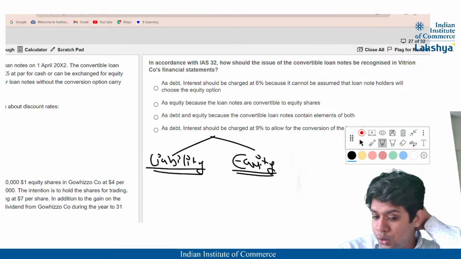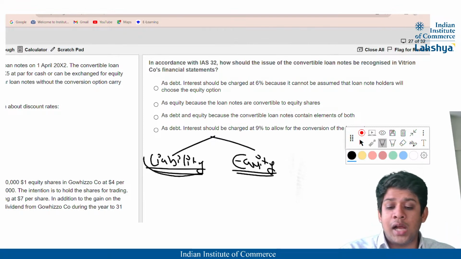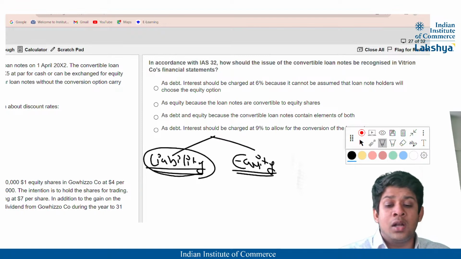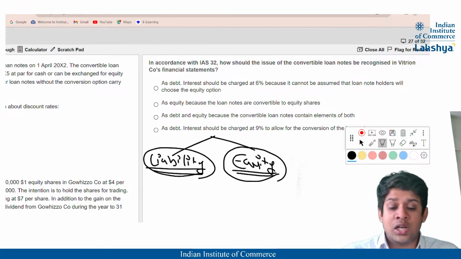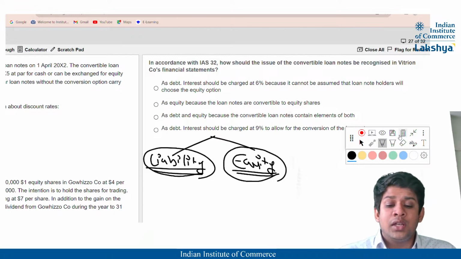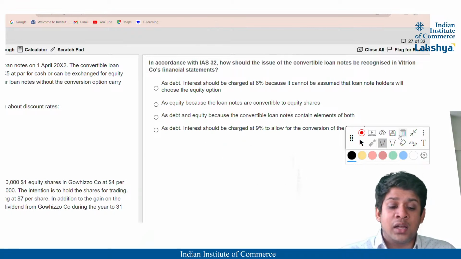So here we are going to do the split accounting, because I have a liability to pay the interest, to pay the capital repayment, and also there could be a possibility that the holder actually converts these bonds into equity shares. So I might have to issue shares also. So here I have a liability as well as an equity.